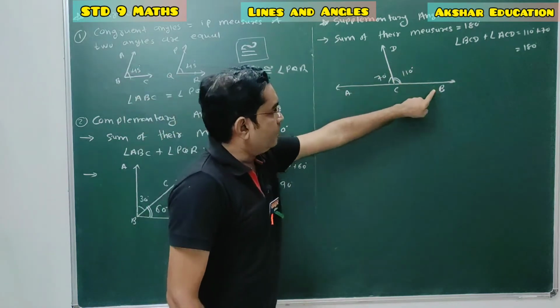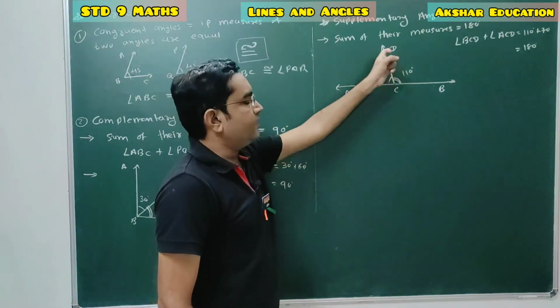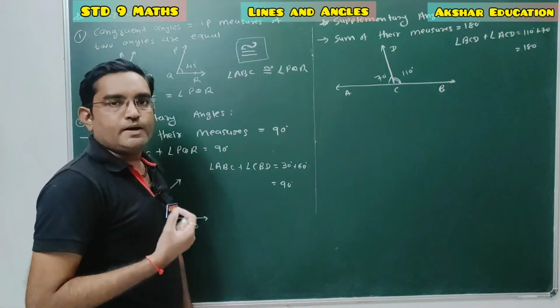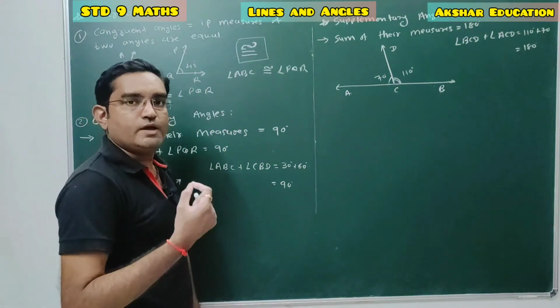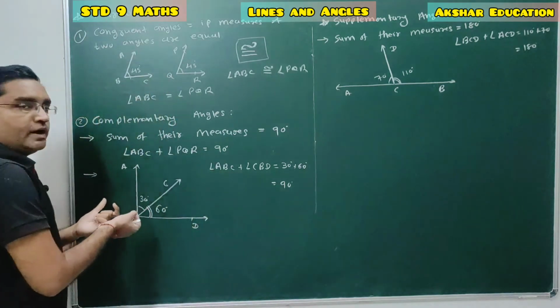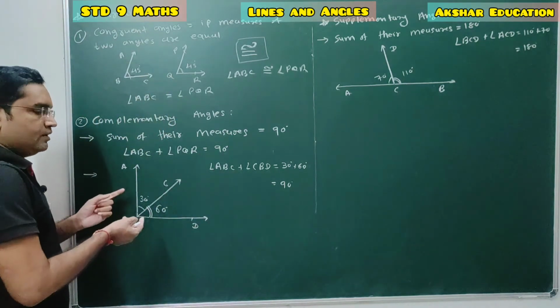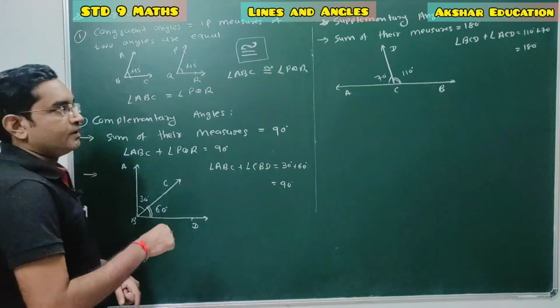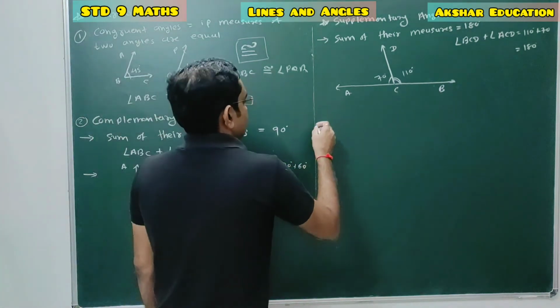So the sum of the measures of these two angles is equal to 180 degrees, and that's why these two angles, angle BCD and angle ACD, are known as a pair of supplementary angles of each other, है ना. These are the pair of supplementary angles, दोनों के रिस्पेक्ट में होंगे.